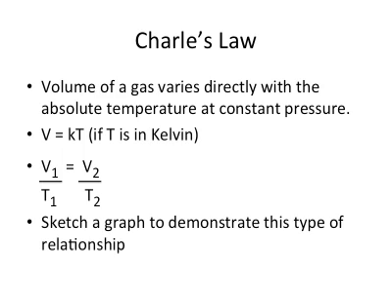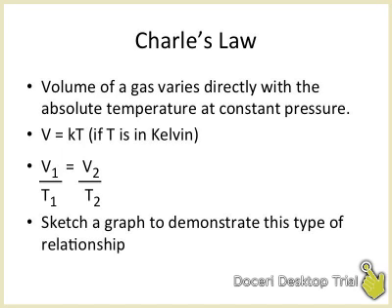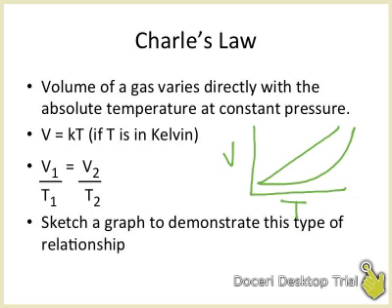Okay, so these are directly proportional. So if I had you guys make a graph, volume, temperature, directly proportional, what do you think it's going to look like? But as one goes up, the other goes up, so it should be an increasing line, right?